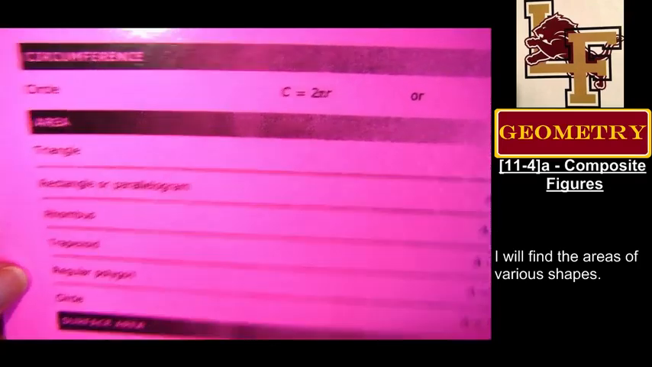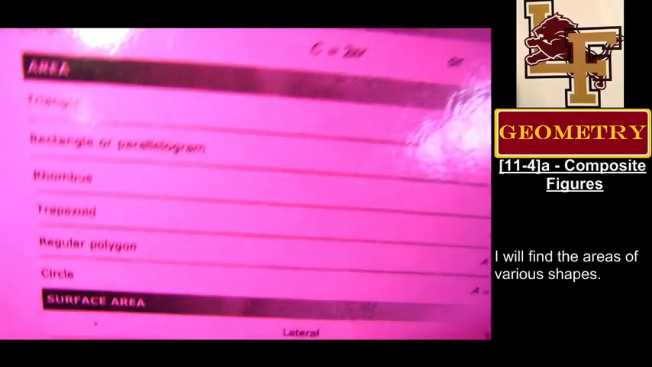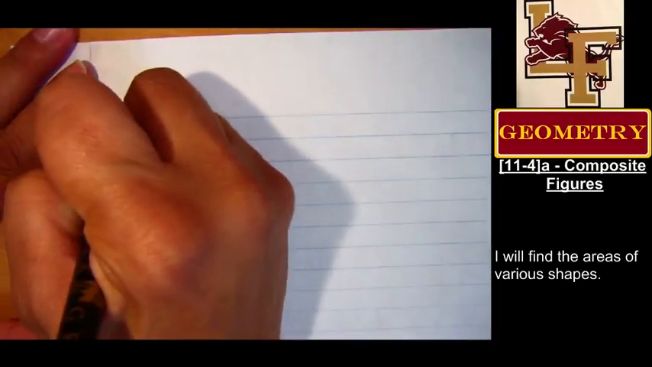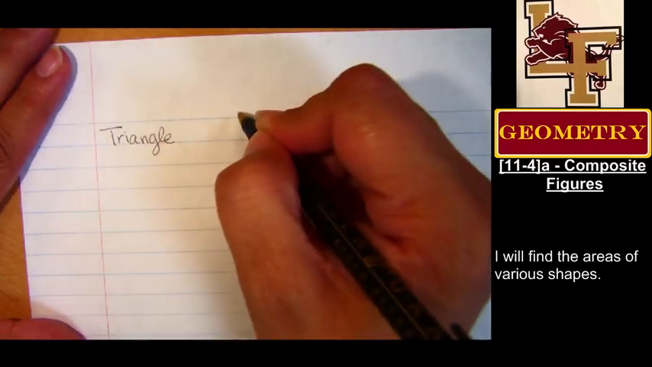Let's review the formulas that we've already done so far. You guys saw the formula charts. We busted those out, and we're going to go through these and draw the shapes. That's where we're going to start. All right, first shape is the triangle. What does a triangle look like?